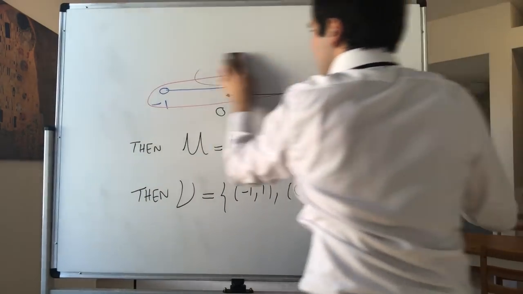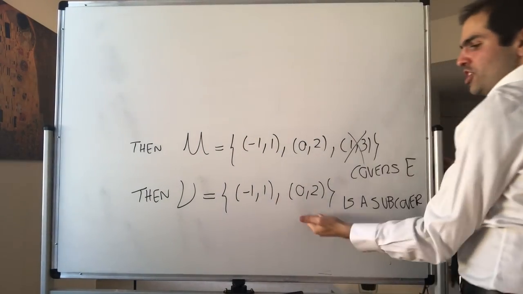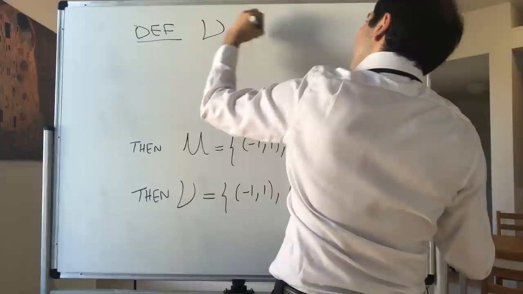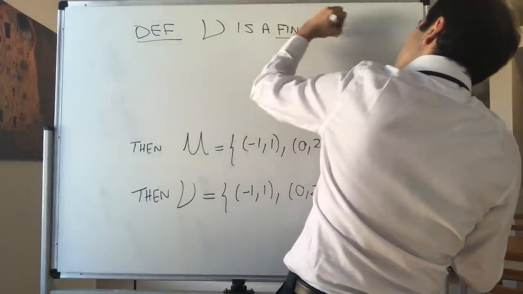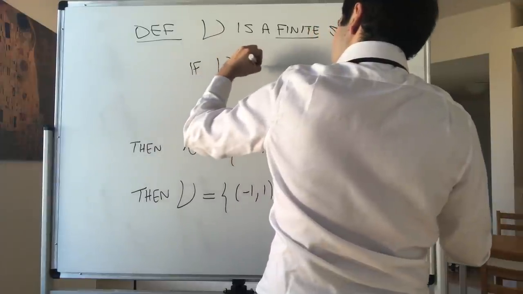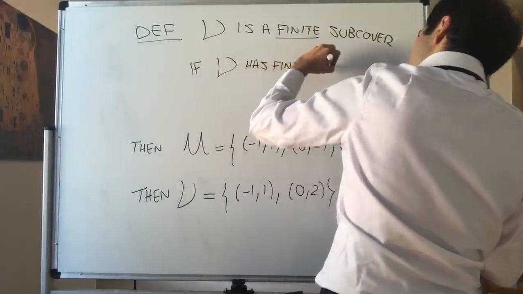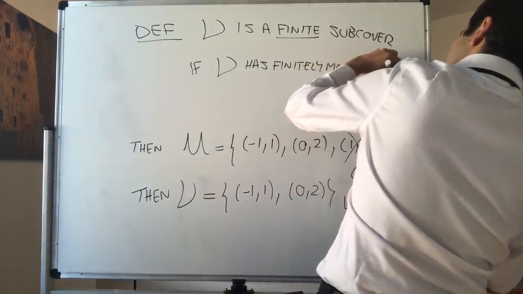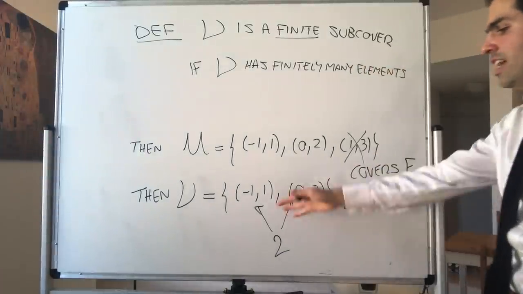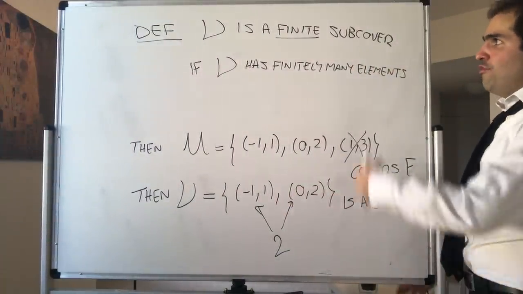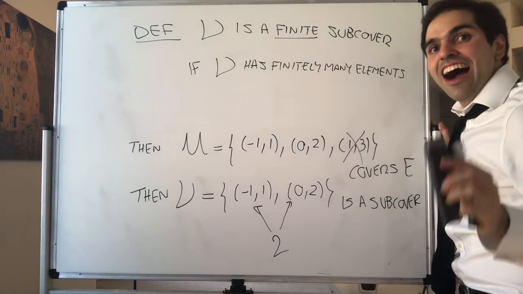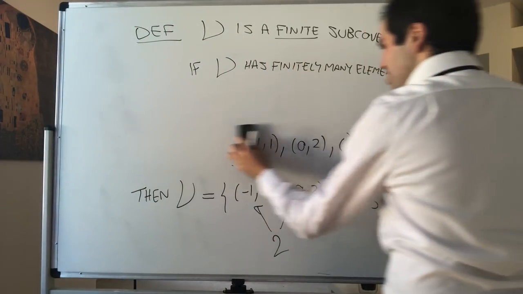There's just one little thing. What is a finite subcover? Well, it's just one with finitely many elements. So definition: V is a finite subcover if V has finitely many elements. So for instance, this set has only two elements, so in this case, V has finitely many elements. An infinite subcover would be one where you have infinitely many intervals. All right, and now without further ado, we're finally ready for the definition of compactness.